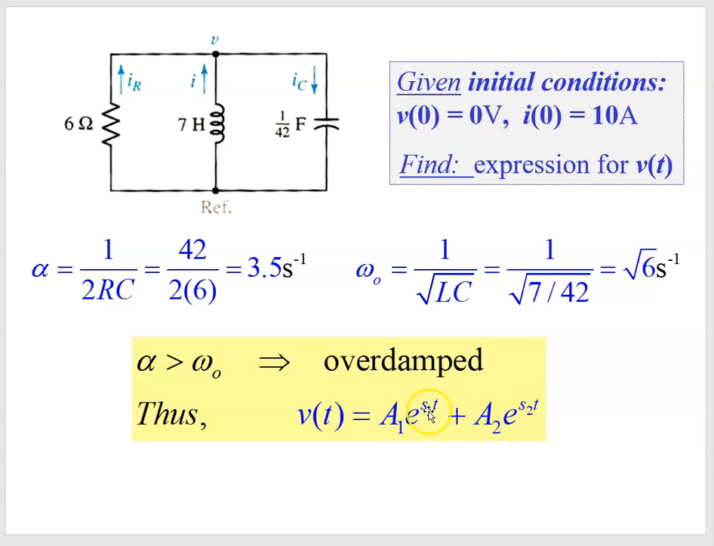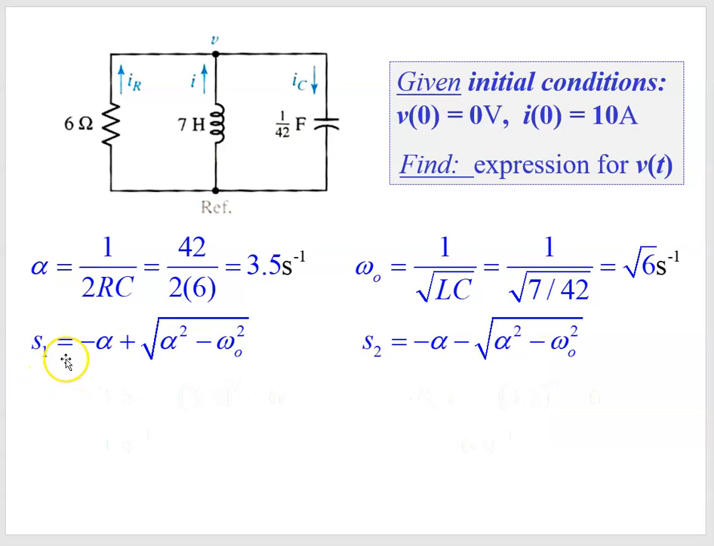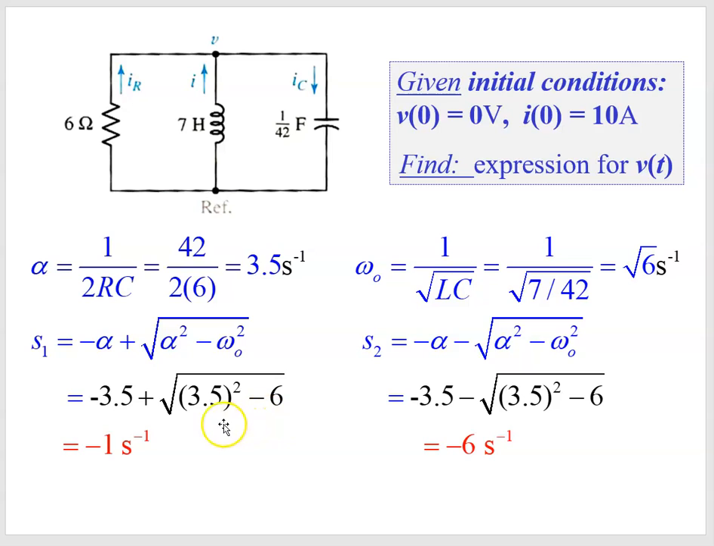So what we need to do now is find this s1 and s2, which are both also frequencies because we multiply them by time. Using the formulas that include our damping ratio and our resonant frequency, s1 is negative alpha plus the square root of alpha squared minus omega naught squared, and s2 is negative alpha minus the square root of alpha squared minus omega naught squared. When we plug in, we get that s1 is negative 1 per second, and s2 is negative 6 per second.